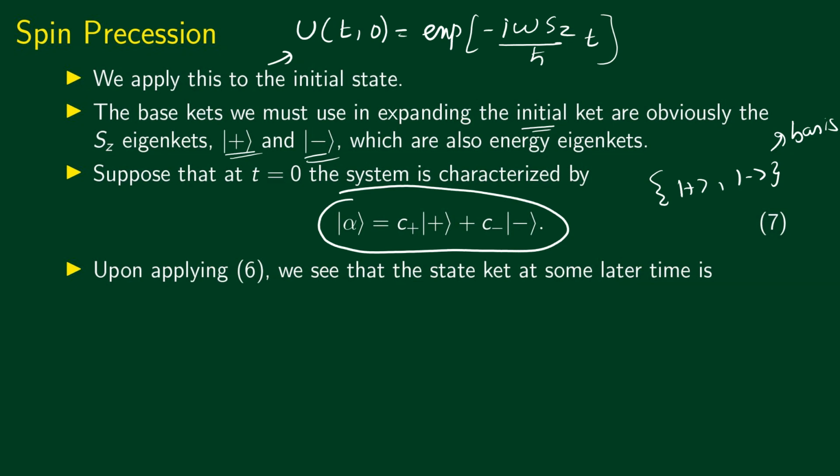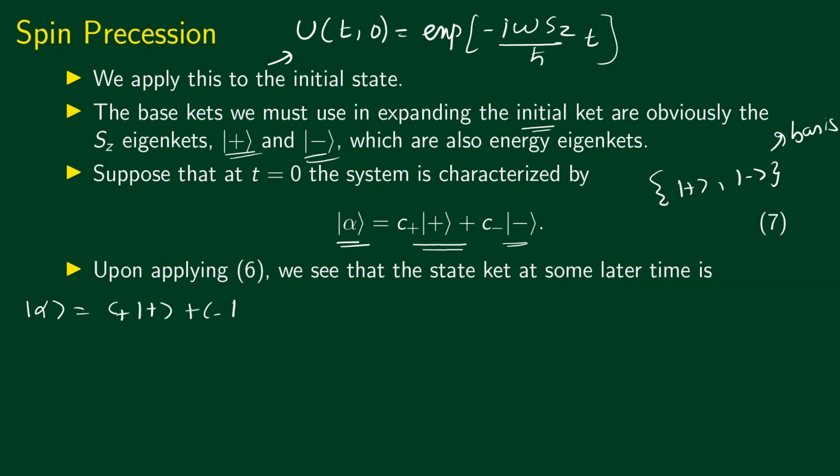Let's say that the initial state is given by ket alpha equal to some linear combination of ket plus and ket minus. So we have ket alpha = c plus ket plus + c minus ket minus. These c plus and c minus are expansion coefficients. So this is a general initial state. What about the state at a later time? Ket alpha, t0 = 0, at a later time t, can be obtained by the effect of the time evolution operator on the initial ket.